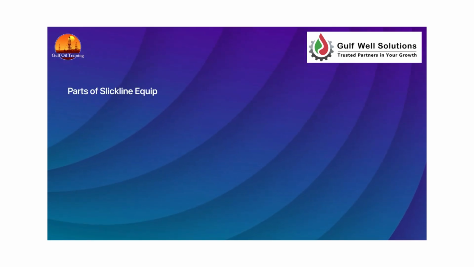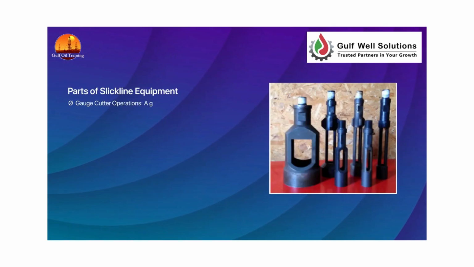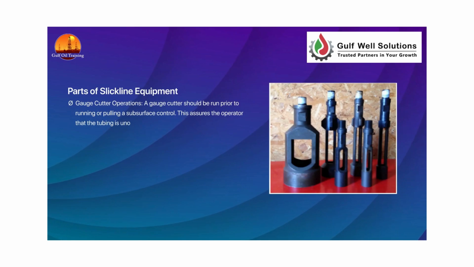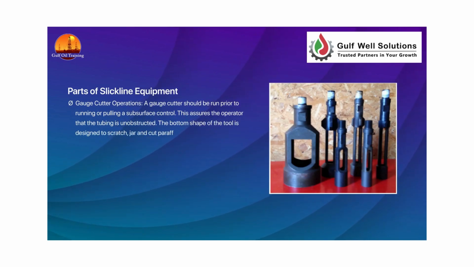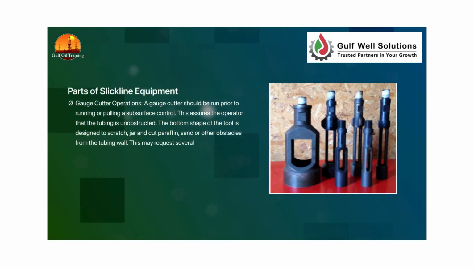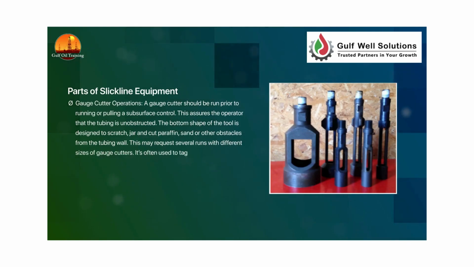Parts of slickline equipment. Gauge cutter operations. A gauge cutter should be run prior to running or pulling a subsurface control. This assures the operator that the tubing is unobstructed. The bottom shape of the tool is designed to scratch, jar and cut paraffin, sand or other obstacles from the tubing wall. This may require several runs with different sizes of gauge cutters. It's often used to tag top of landing nipples, SSDs or to determine total well depth.